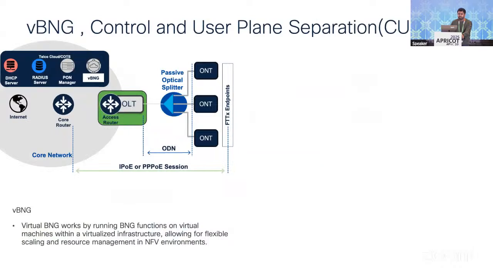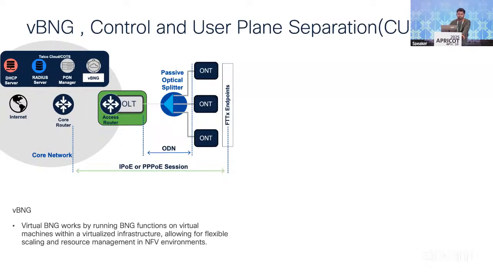Okay, now what is new that is happening in the BNG case as well? We have talked about how we need to have a specific core router or a BNG router, which will form your IP over Ethernet session or PPPoE session, as we talked about. Now we can have all these functionalities, that is the BNG functionality, in a virtualized environment. Okay, so with the vBNGs, you will need to have an NFV environment which will deploy these particular BNGs onto your telco cloud.